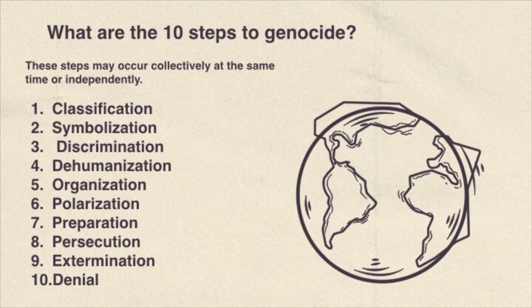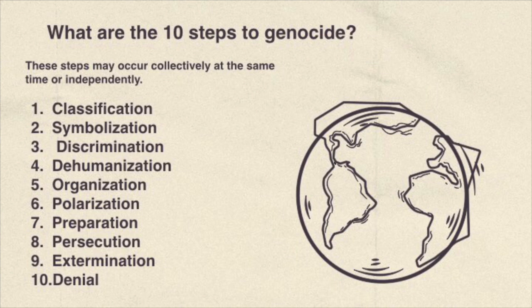Classification is separating people into categories. Examples of classification are categorizing individuals by race, heritage, religion, and nationality. Symbolization, the second step, is defined as separating people into distinguishable groups with negative intentions. The third step, discrimination, is defined as denying people rights based on the group they are associated with. The fourth step, dehumanization, is when a group of people are compared to animals.